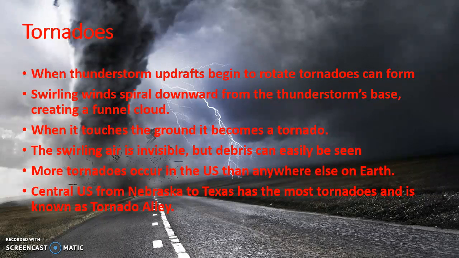The swirling winds will spiral downward from the thunderstorm's base, and that's what creates the funnel cloud that you see. And then once it touches ground, it officially becomes a tornado. So it's an official tornado when it actually has a touchdown. The swirling air is invisible, but what we do see when we see the tornado is actually the debris that's being picked up. And more tornadoes occur in the US than anywhere else on Earth.